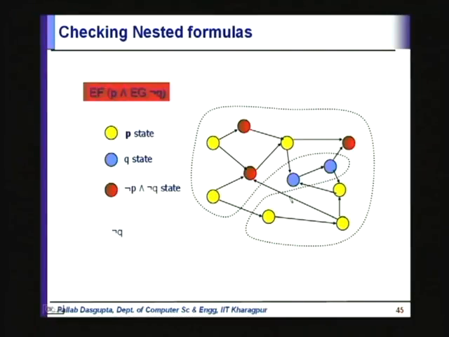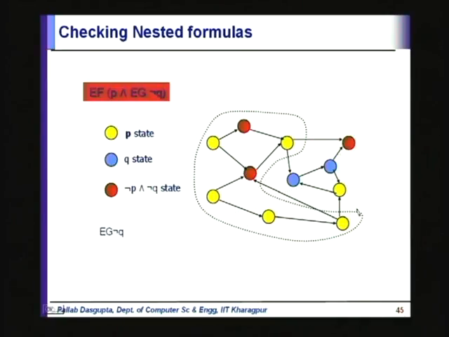Which are the set of states which satisfy not Q? The red ones and the yellow ones. So this is the set of states satisfying not Q. And now we want to find out EG not Q. This is the set of states satisfying EG not Q.